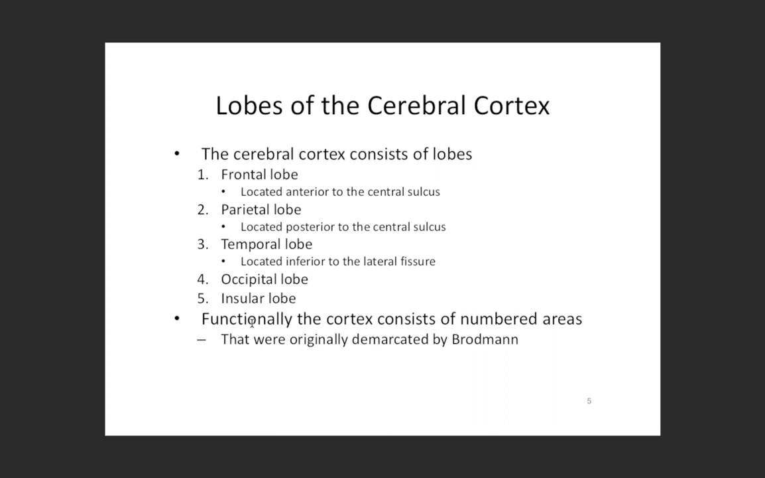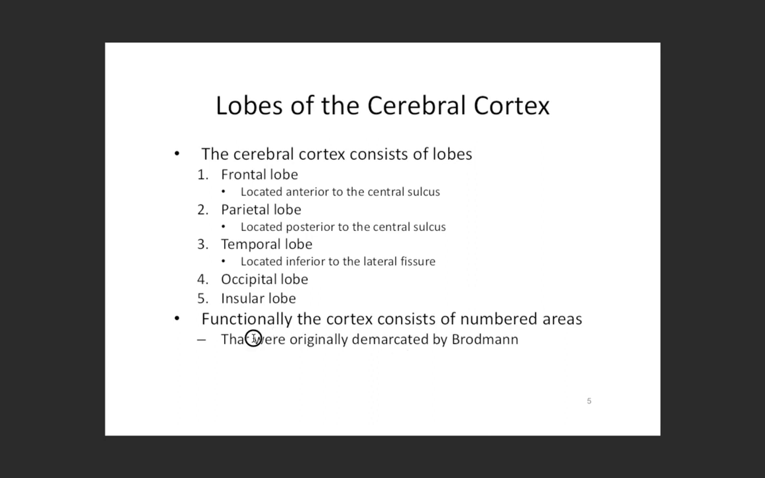Functionally, the cortex consists of numbered areas. يعني أنا لما أجي أحكي البرودمان 18 17 هذول النمبر areas هم عبارة عن مرات motor areas, sensory areas. You need to know that they were originally demarcated by Brodmann. في معلومة كمان الدكتورة حكتها مش موجودة في الهاند out that these Brodmann areas are named or numbered based on the cytoarchitecture. Again, this Brodmann numbering is based on the cytoarchitecture, not on the function.